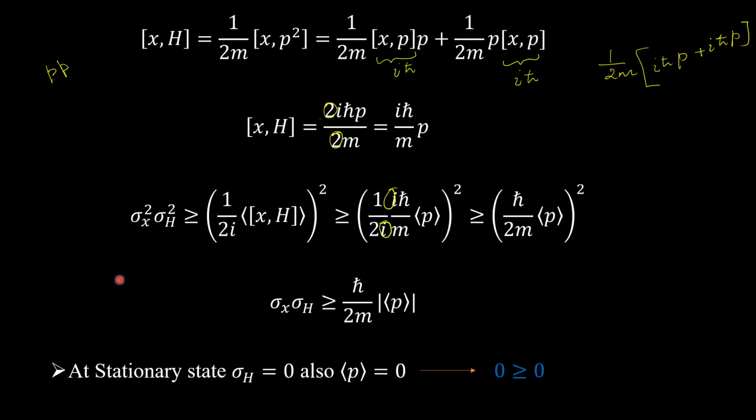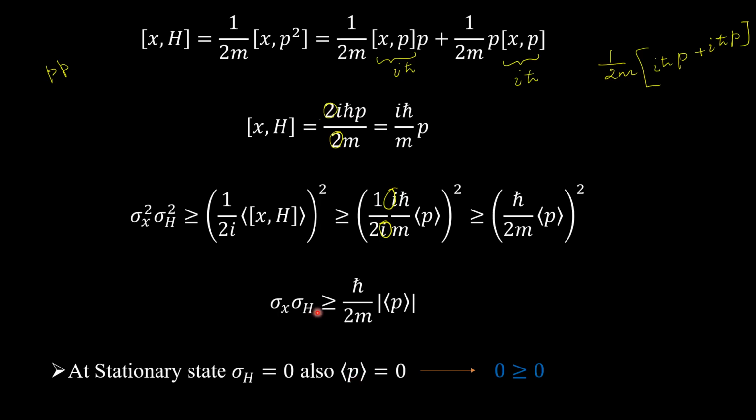The next question asked is, what will happen at a stationary state? At a stationary state, sigma h, that is the standard deviation of the Hamiltonian, is 0, because it is stationary and has a fixed value of kinetic energy and potential energy. The same is true of the expectation value of p, which is also equal to 0.